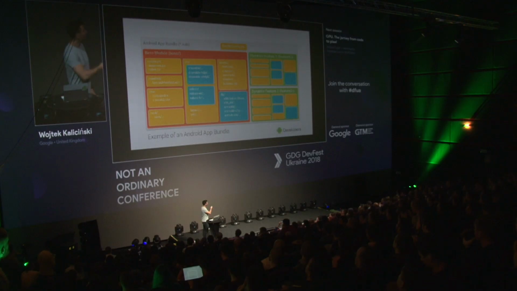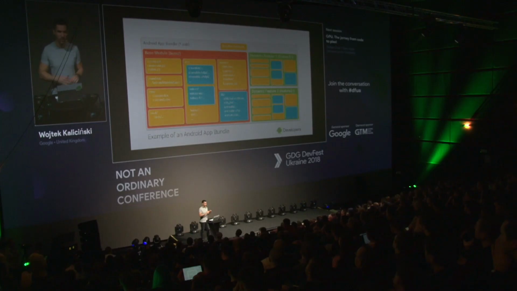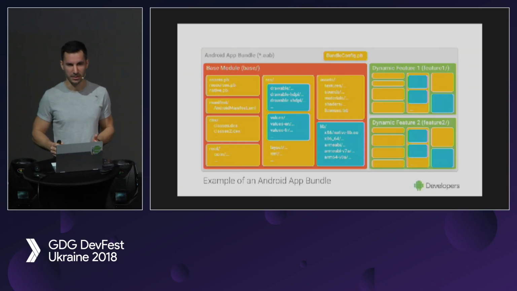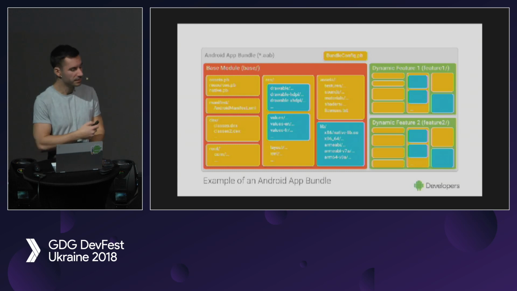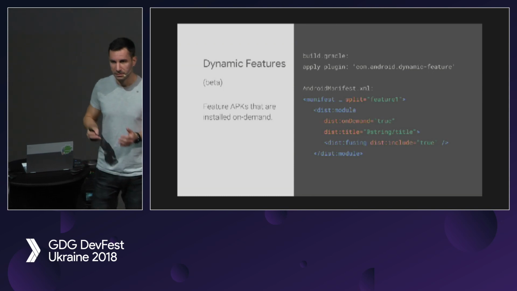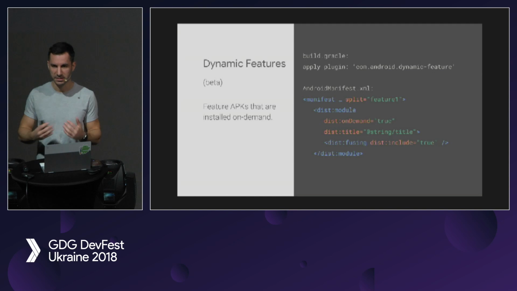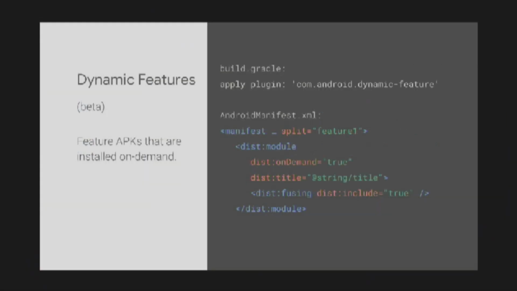Okay, so what about this other part? So we talked about size savings. Everyone should do it. It just works. However, actually, app bundles unlock a whole new world of optimization that you can do to your apps. And these are dynamic features. So what are dynamic features? They are feature APKs or split APKs that are installed on demand as the user requests the functionality from your app. So on one hand, it's a new Gradle plugin for building your modules.